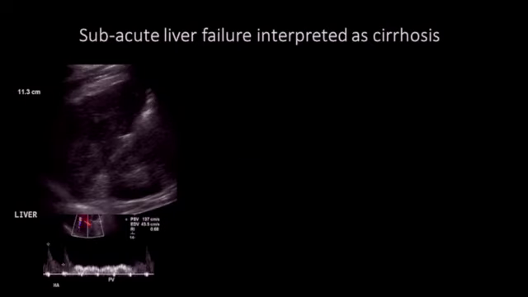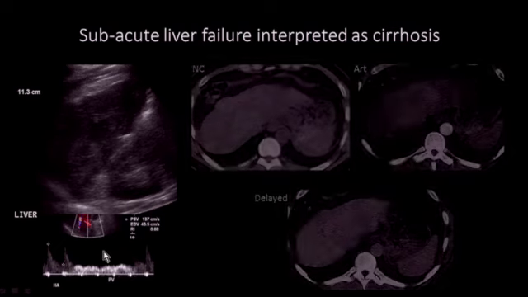This was a patient who came into us through one of our other community hospitals, and the initial imaging, if you look back at it, was interpreted as cirrhosis. This is the appearance of the liver. It was small, clearly a nodular contour, very heterogeneous, highish velocities in the hepatic artery, normal portal venous flow.